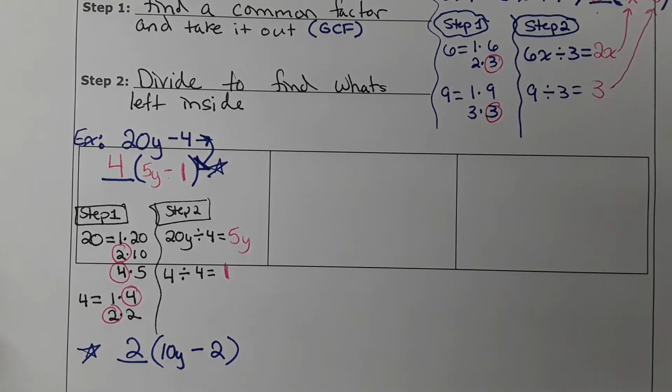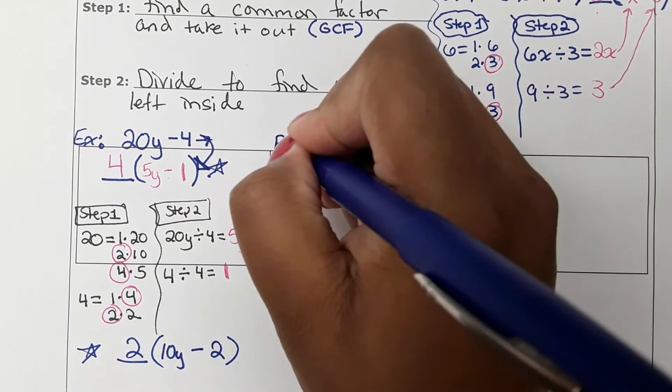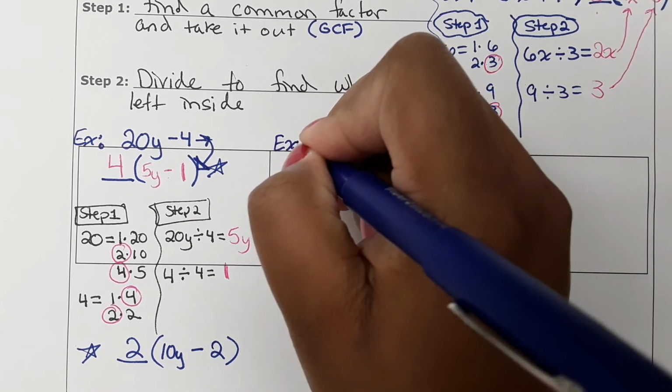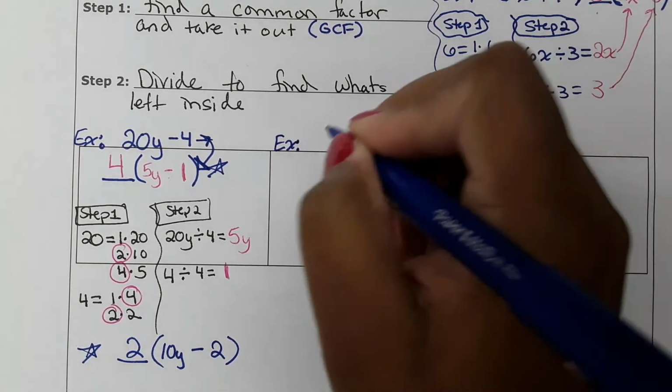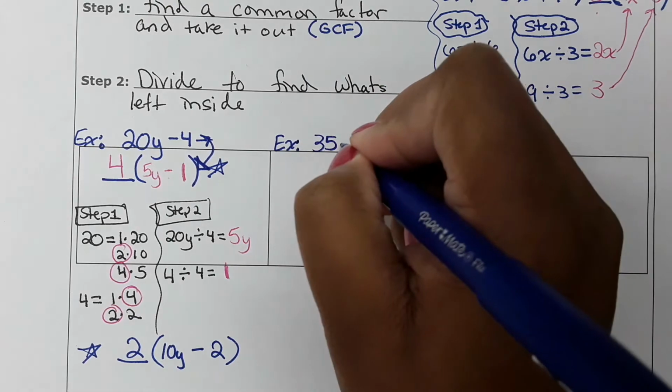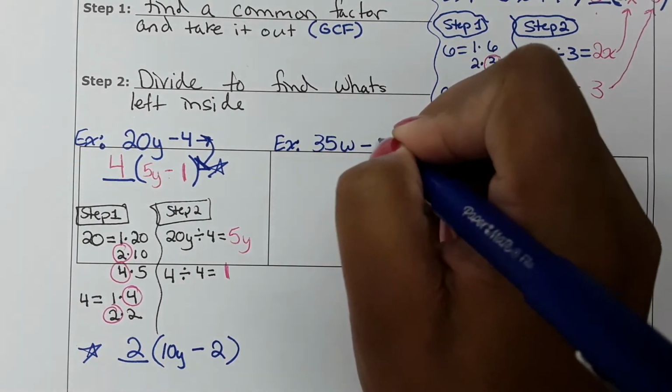All right. Next example. So this will make example 3, actually. Example 3. We have 35, so 35w minus 42.